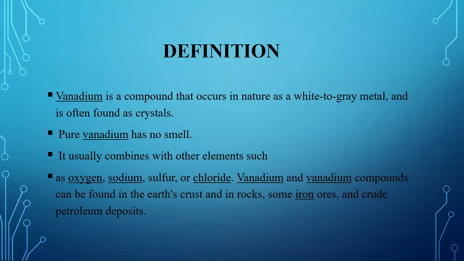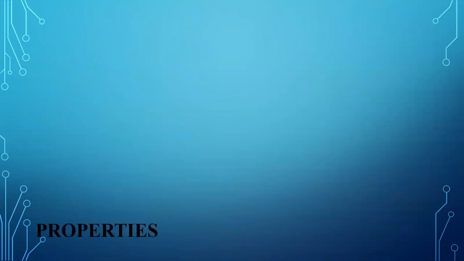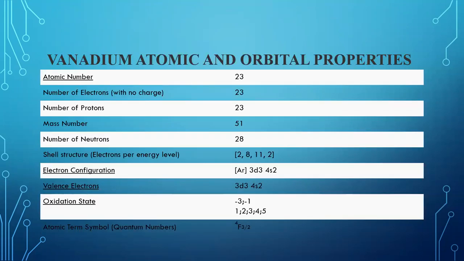So next, here is some basic information about vanadium: its atomic number, symbol, name, electronic configuration, melting point, boiling point, atomic weight, density, and its crystal structure. Next one is properties of vanadium. Here are some properties of vanadium.